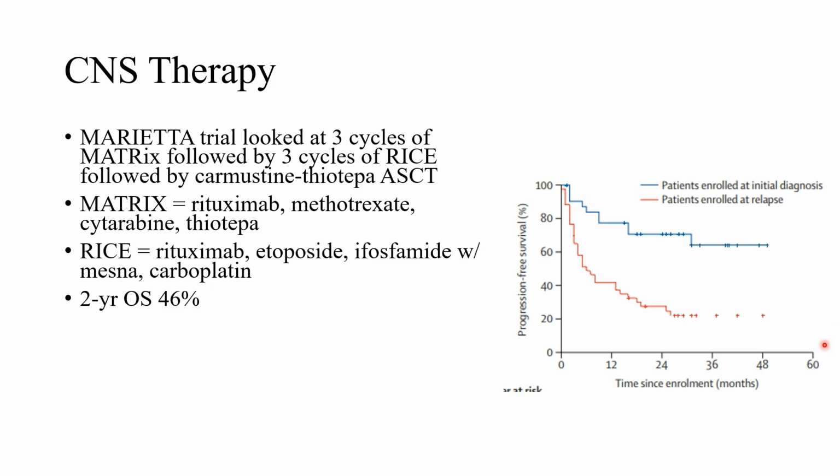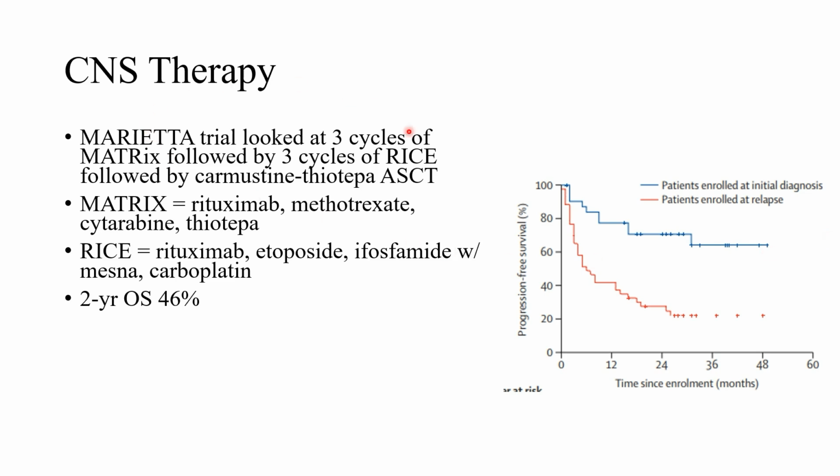And the graph here on the right is showing that patients that were enrolled in the trial at initial diagnosis did much better than the patients who were enrolled at relapse. So patients that relapse, and at relapse have CNS therapy, did much poorer compared to patients who had CNS therapy at initial diagnosis.